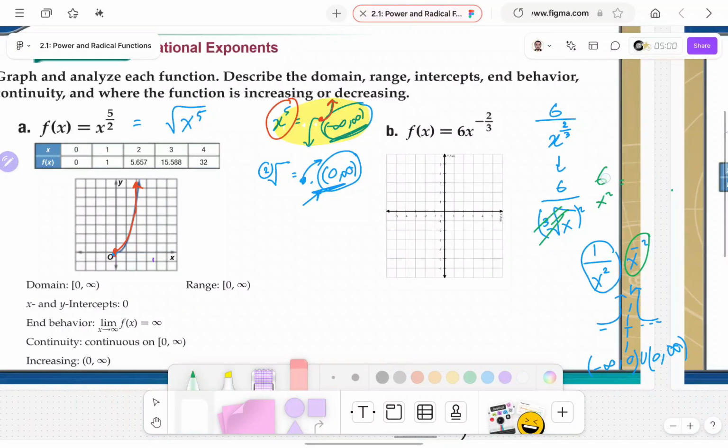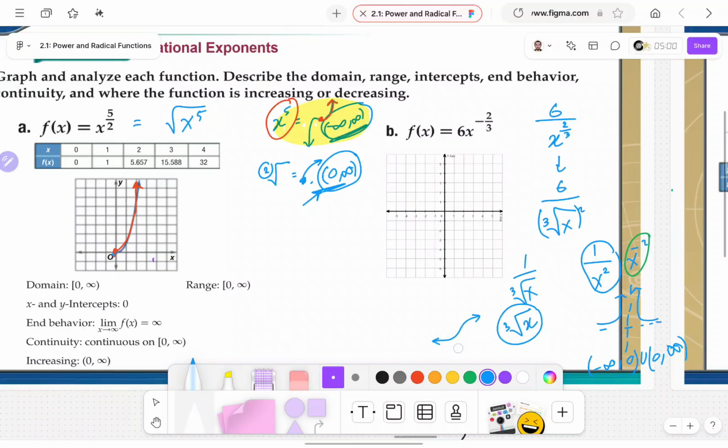Now, this is the first function. Now the second one is this. The second function is 1 over the cube root of x. So now, what's the cube root domain? You know that the cube root graph looks like this. So the domain is from negative infinity to positive infinity.